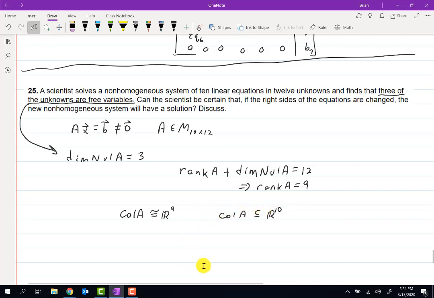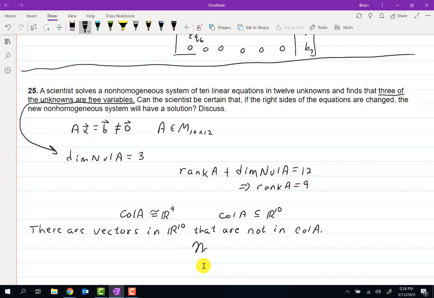So in other words, no, they can't be certain. So the answer to this is no. Keep that in mind. Dimension of this is 10, dimension of this is 9. There's automatically stuff inside of here that's outside of here.